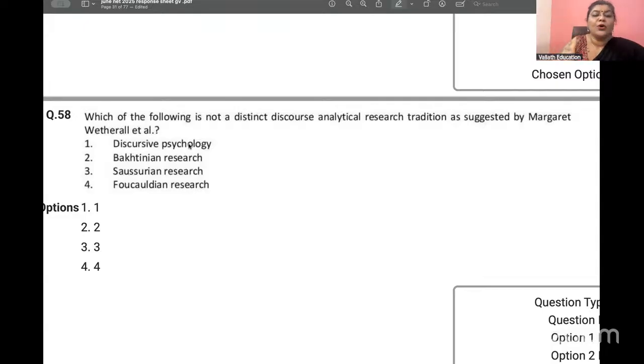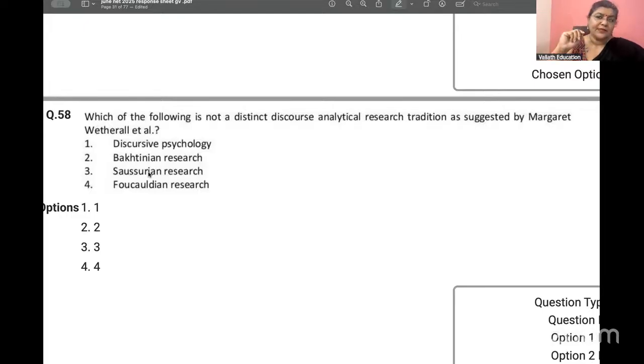You don't have to know. Discourse analytical research. Some analytical high sounding research it is. Is it discursive psychology? Maybe. Bakhtinian research? Maybe, because Bakhtin has talked about polyphony, heteroglossia, etc. Saussurean research. That doesn't fit in. There is nothing called Saussurean research. Saussure did not contribute to research.